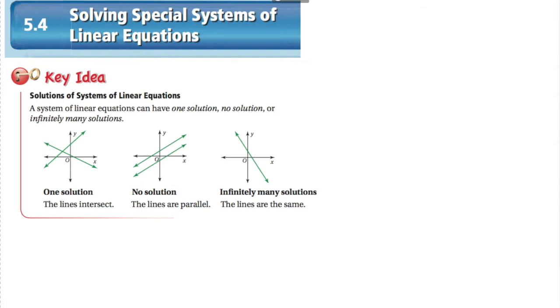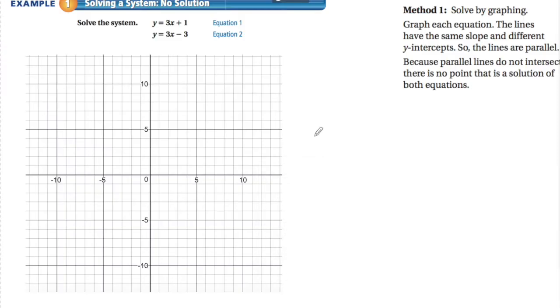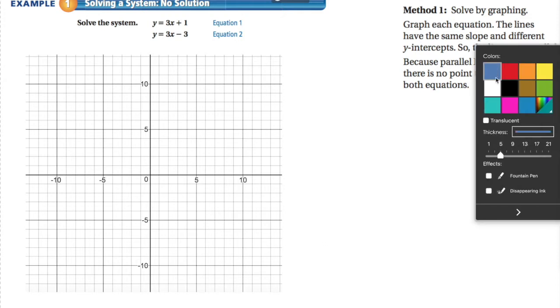Example 1. Solving a system. First, we're going to start with no solution. There are two methods to solving a system with no solution. Method 1 is to solve by graphing. So, they gave us the system y equals 3x plus 1 and y equals 3x minus 3. So let's just start by graphing these two equations.